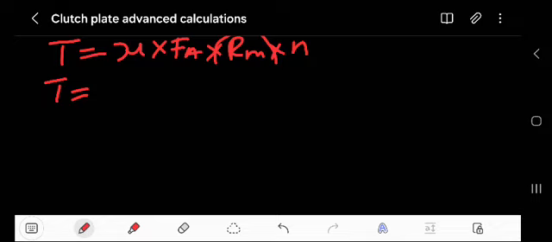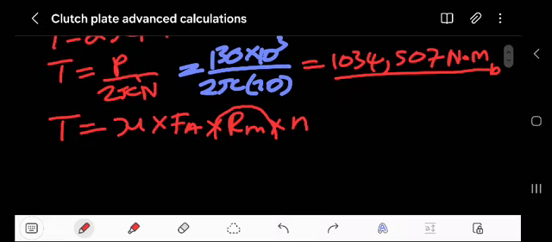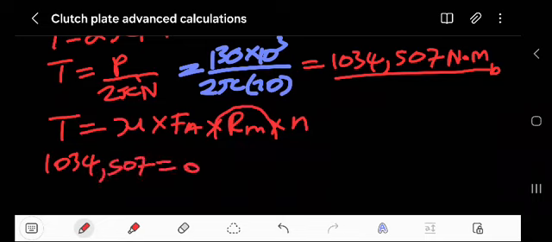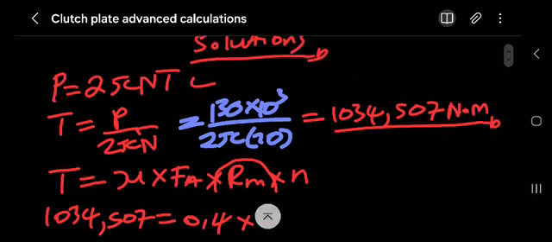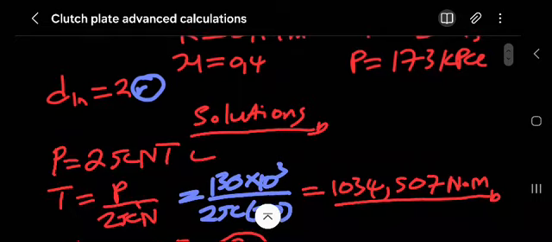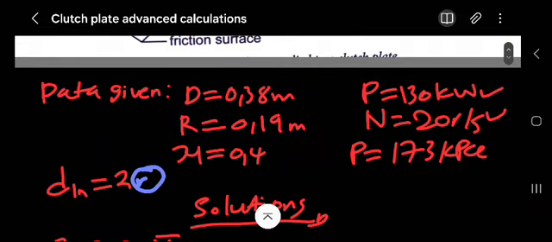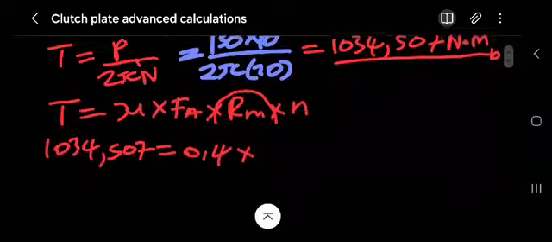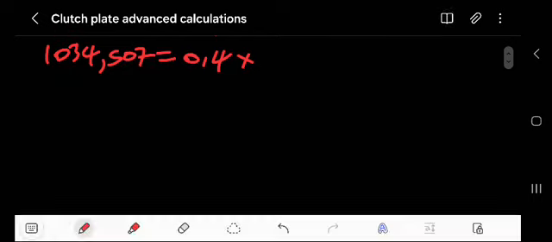We know our torque, we've calculated it, right? So we can substitute our torque here. Our torque there will be 134,507, which is equal to coefficient of friction, which is 0.4 multiplied by Fa. We don't have Fa, so let us calculate Fa. We don't have this axial force, so we can calculate Fa first. Let me just calculate Fa for you.